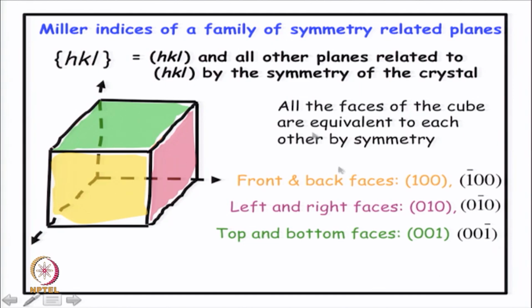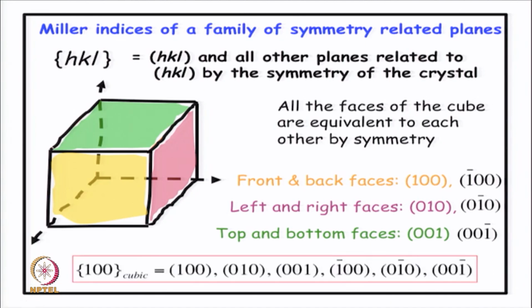And if we want to represent all these planes in one set of Miller indices, I pick any of these 6 as the representative member and put it in the curly bracket. So, if I pick 1 0 0 as the representative of all these planes, then it means any of these 6 indices: 1 0 0, 0 1 0, 0 0 1, bar 1 0 0, 0 bar 1 0 and 0 0 bar 1.